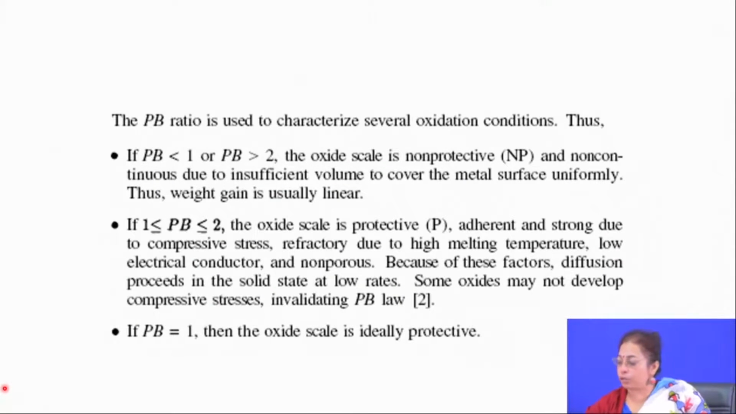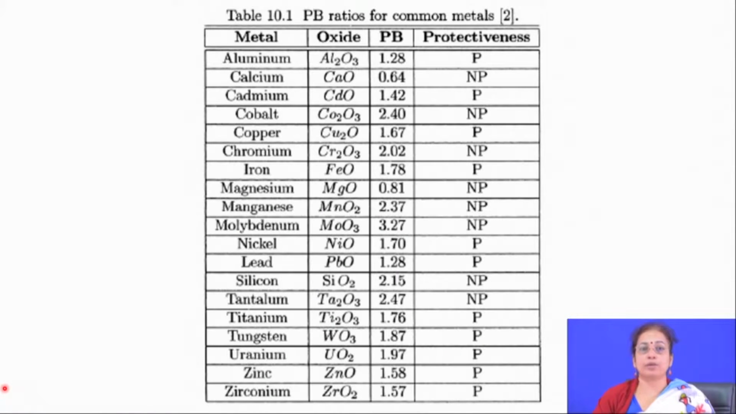So, it is very important to know the Pilling-Bedworth ratio of the different components which are forming oxide in an alloy system, for choosing the alloy for a specific environment. If you quickly go through the Pilling-Bedworth ratio of different elements, you will find that they vary to a large extent. Like in alumina, the ratio is 1.28, so it is highly protective in nature. In calcium it is 0.64, so it is non-protective in nature.